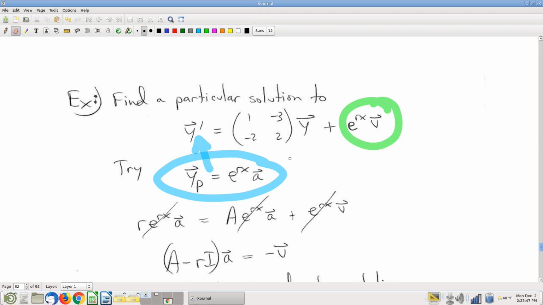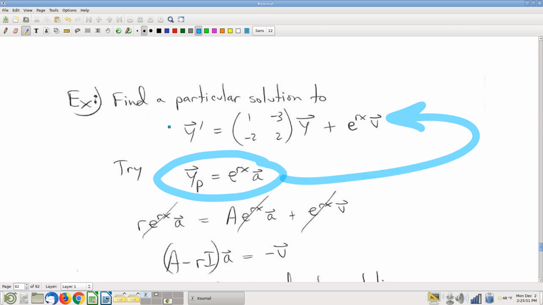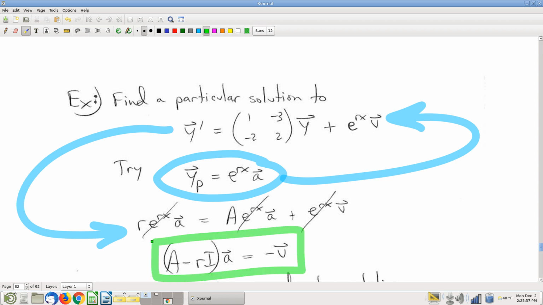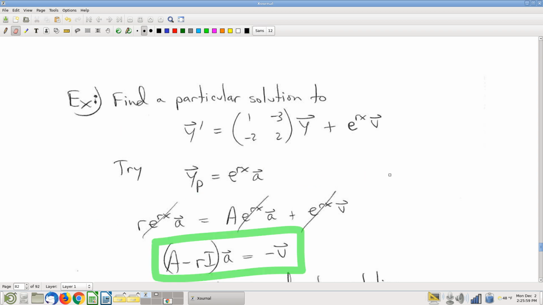So we take this guess, plug it in, see what our equation becomes, and our equation turns into this. Can I solve that equation? Again, given that the v is a given for the problem. If I know v, can I solve for a?